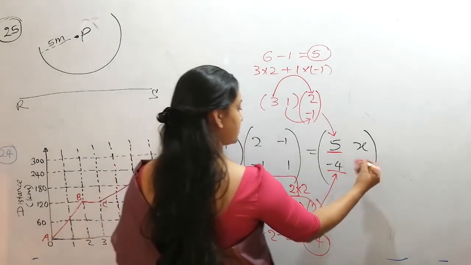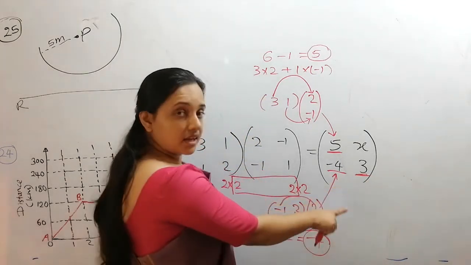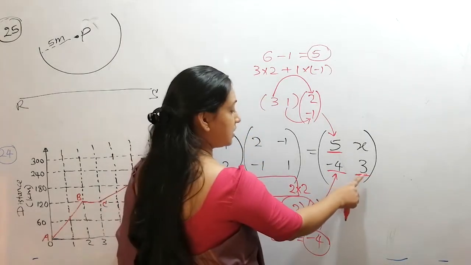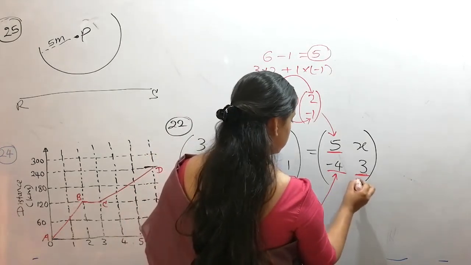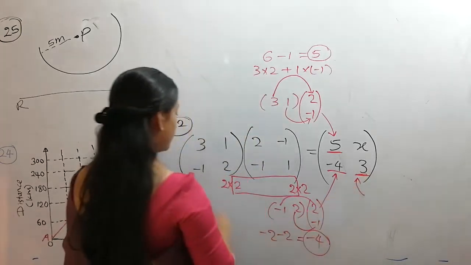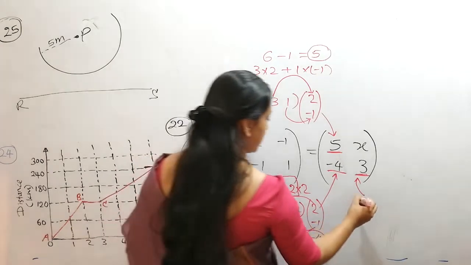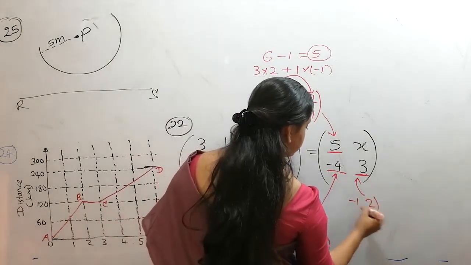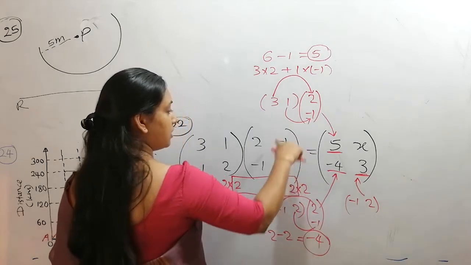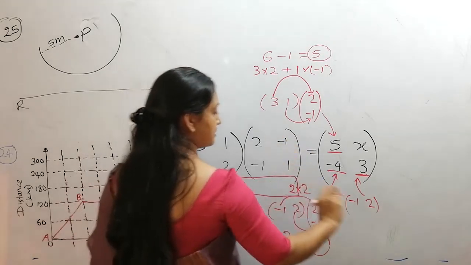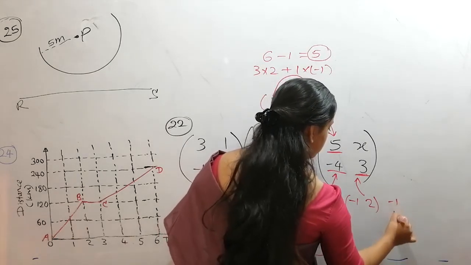And then this position. This is the second row, second column. Since it is the second row, we have to get the second row from the first matrix: minus 1, 2. And the second column, therefore we have to select the second column from the second matrix: minus 1, positive 1.